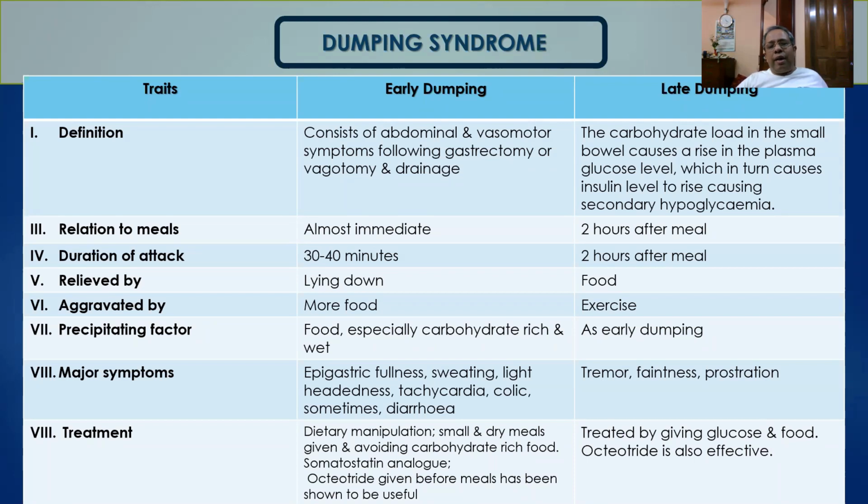Treatment: dietary manipulation is a very important thing. Whenever you do a gastroenterostomy, always advise the patient during discharge not to take much water during a heavy meal, to take small dry meals, and to avoid carbohydrate-rich food. A somatostatin analog, sometimes octreotide, before meals has been shown to be useful. Late dumping is treated by giving glucose and food, and octreotide is also effective.